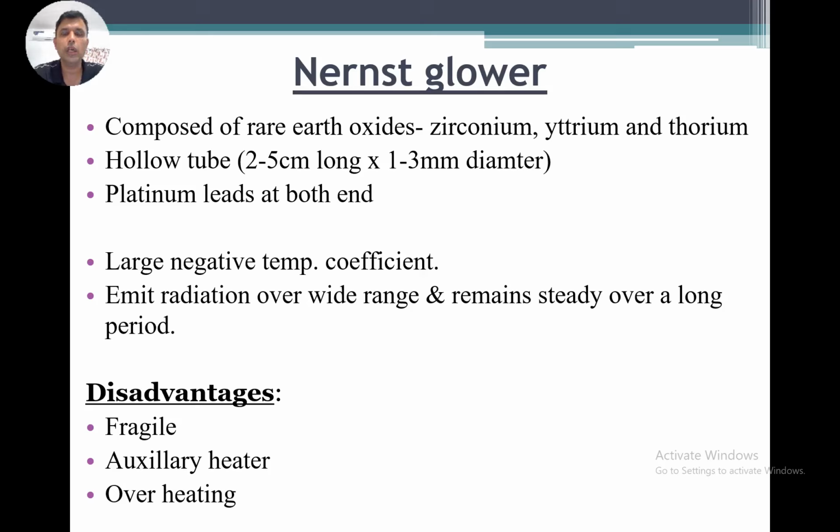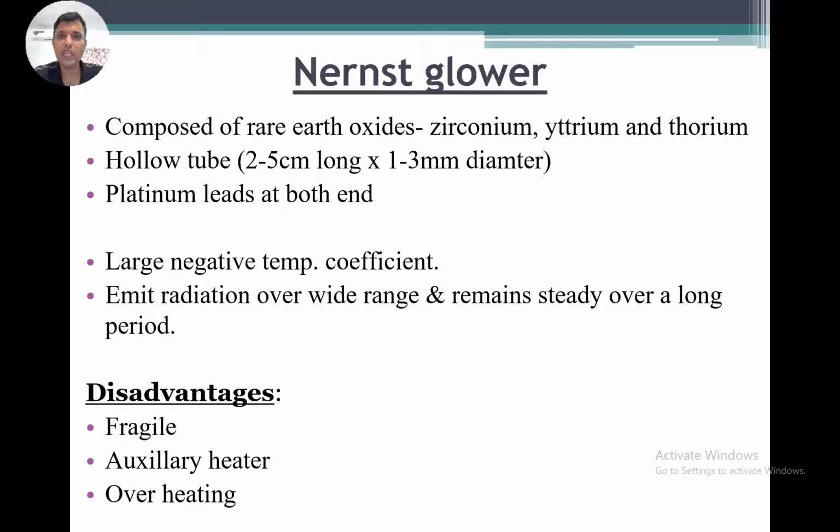of electric current. The Nernst glower has an important property of a large negative temperature coefficient, meaning that its electric resistance decreases as temperature increases. When heated, it emits IR radiation over a wide wavelength range and provides a stable, steady output for a long duration, which makes it useful for analytical measurements. However, the Nernst glower has some disadvantages also.